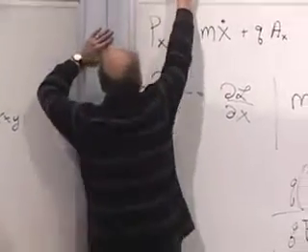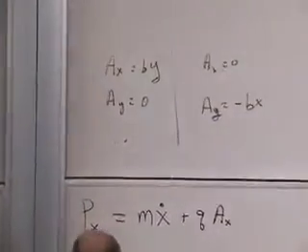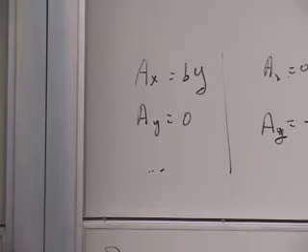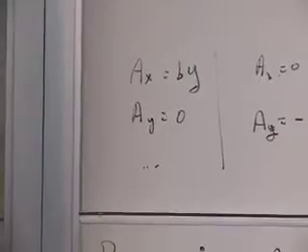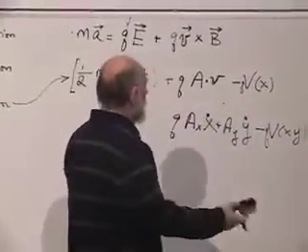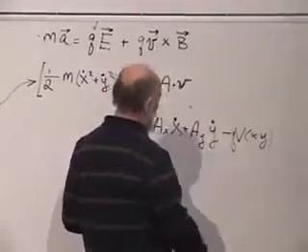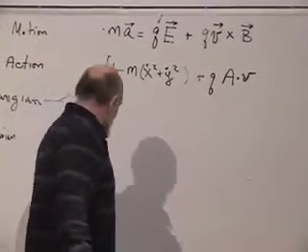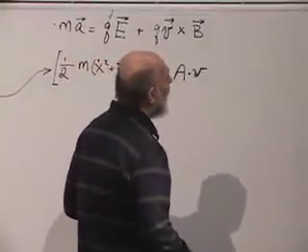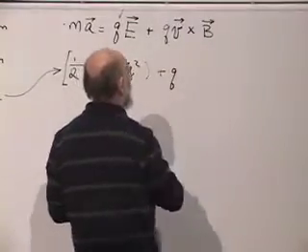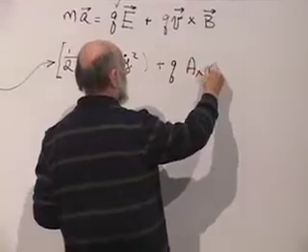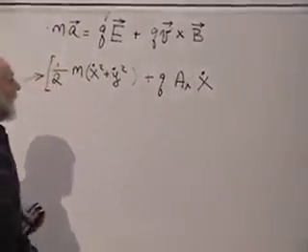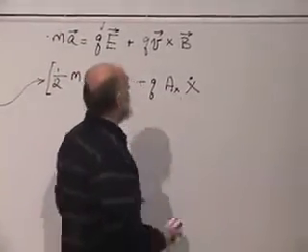Let's start with this gauge over here. Okay, let's forget the second gauge. Let's start with a gauge in which Ax is equal to b times y and Ay is equal to 0. Let me rewrite the Lagrangian in detail now. And for simplicity for the moment, let's forget the electric field. We'll come back to the influence of the electric field in a little while. Okay, so A dot v means now Ax times x dot. I've set Ay equal to 0 in this first choice of gauge. And furthermore, Ax is equal to b times y.